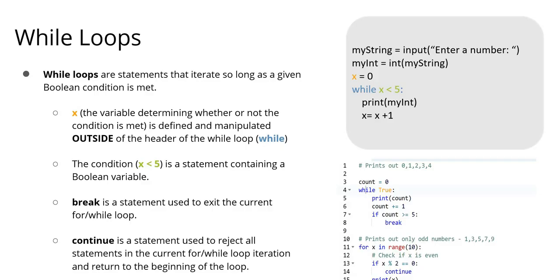While loops are statements that iterate so long as a given Boolean condition is met. So we can see the example of a while loop. My_string is equal to input("Enter a number"), my_int is equal to int(my_string), x is equal to 0, while x is less than 5, the value will be automatically printed: print(my_int), x is equal to x plus 1.